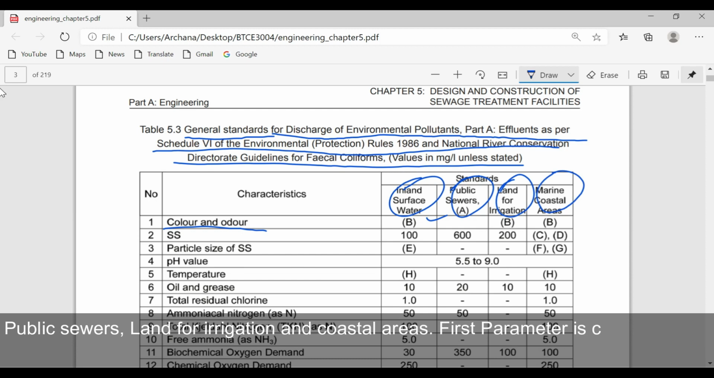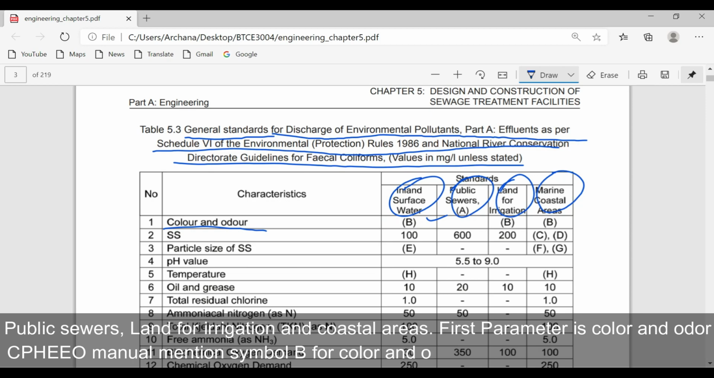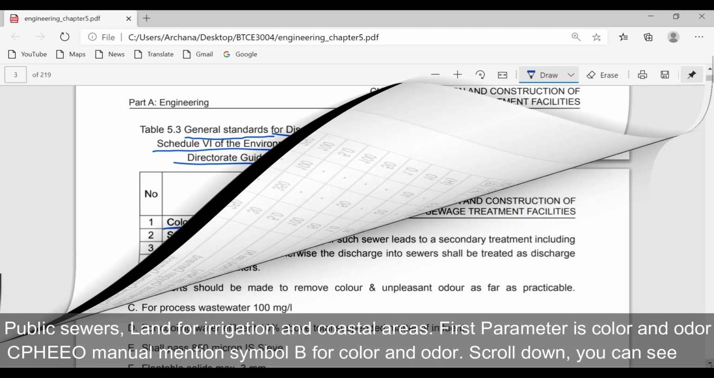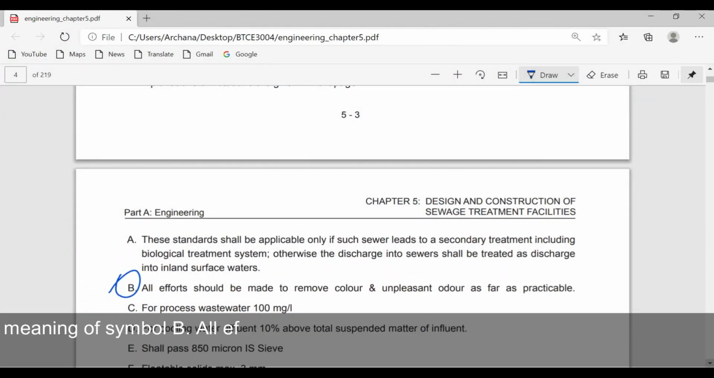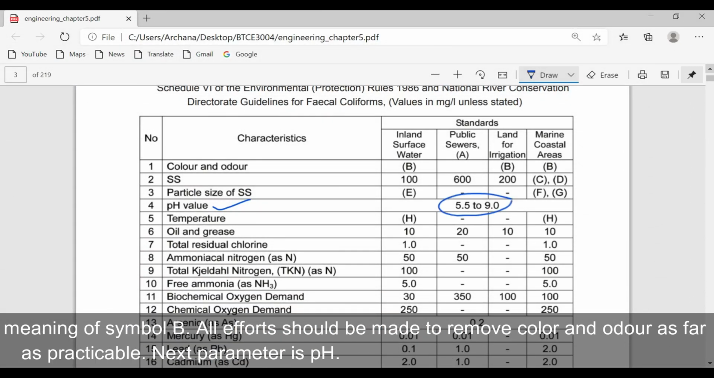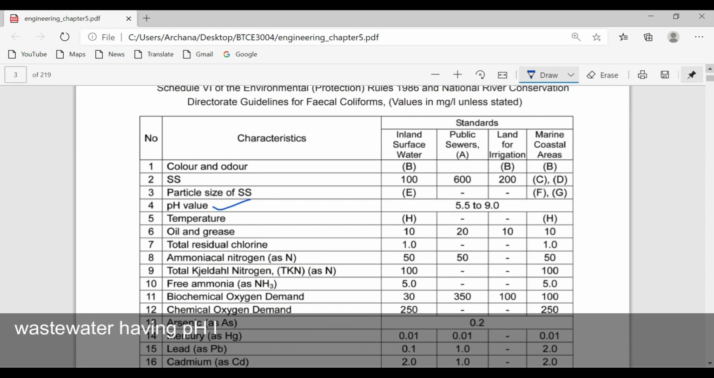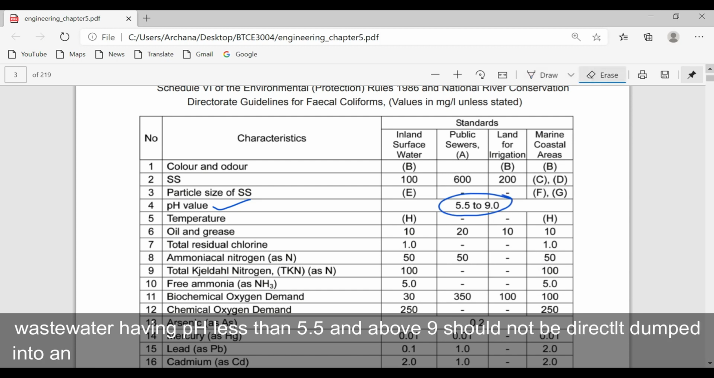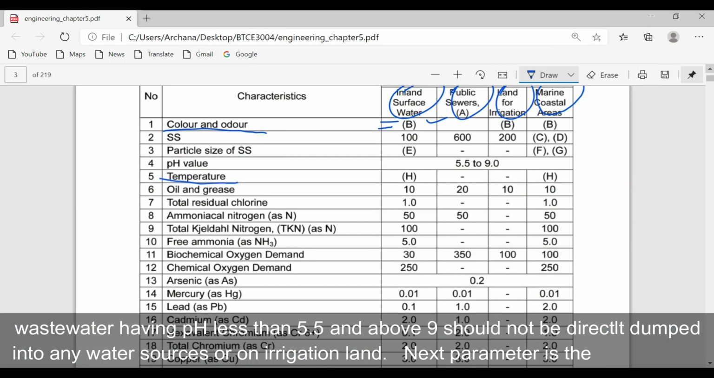The first parameter is color and odor. The CPHEEO manual mentions symbol B for color and odor. Scroll down, you can see the meaning of symbol B. All efforts should be made to remove color and odor as far as practicable. Next parameter is pH. The pH of wastewater may vary from 5.5 to 9. Wastewater having pH less than 5.5 and above 9 should not be directly dumped into any water sources or on irrigation land.